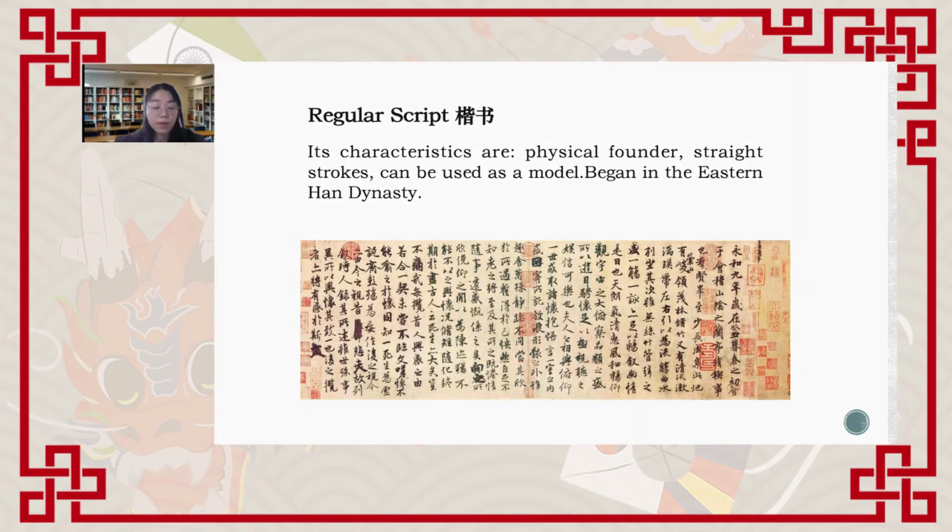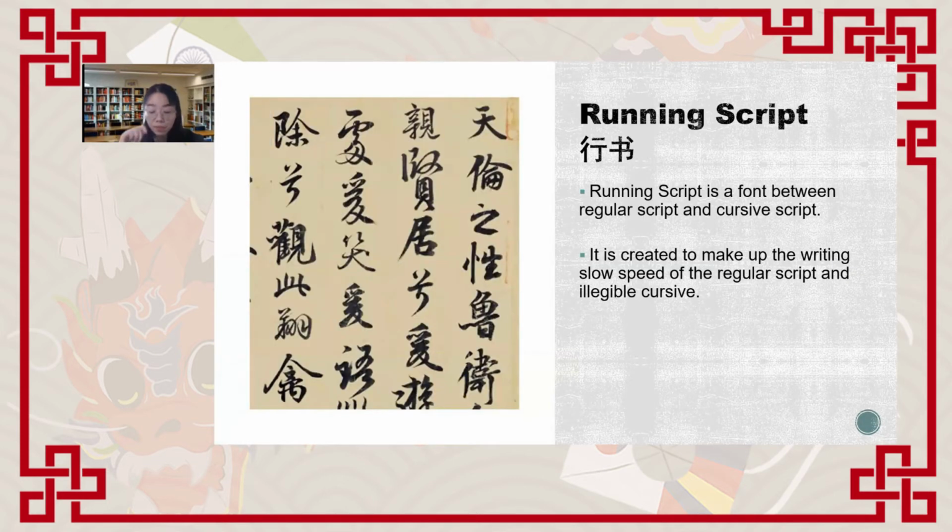The next one is the running script. It emerged at the end of the Eastern Han period. It is a kind of form between regular script and cursive script. It has a high artistry and practicality.